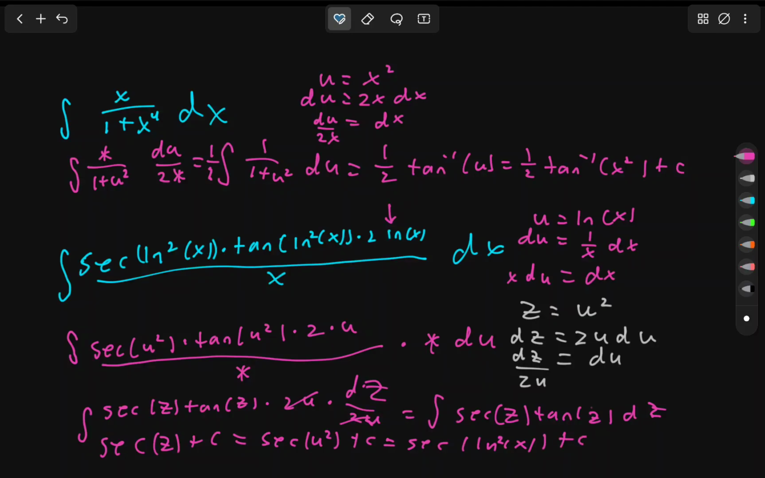plus c. Alright. And please note that we don't have to keep the absolute value around this natural logarithm. And the reason for that is our u was the natural log of x, not natural log of absolute value of x.